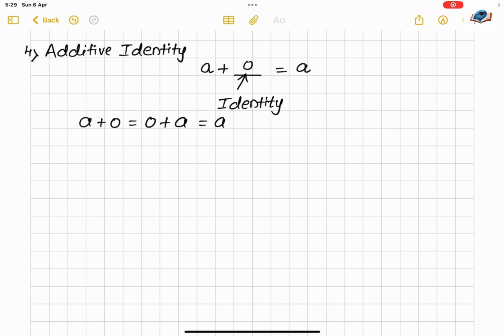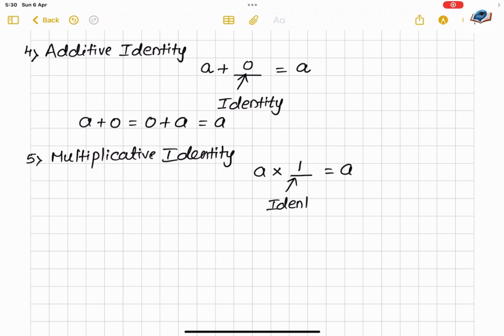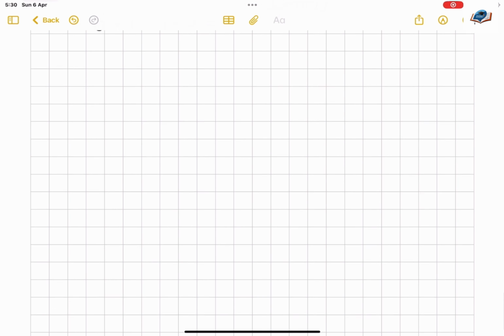Now, if I talk about multiplicative identity, that means I am multiplying A by something to get A. So 1 will be my identity there. If I multiply any number with 1, I will always get the same number. So A into 1 equal to 1 into A, which is always equal to A. So 1 is the identity element for multiplication. Now coming to the next property, that is the inverse property.